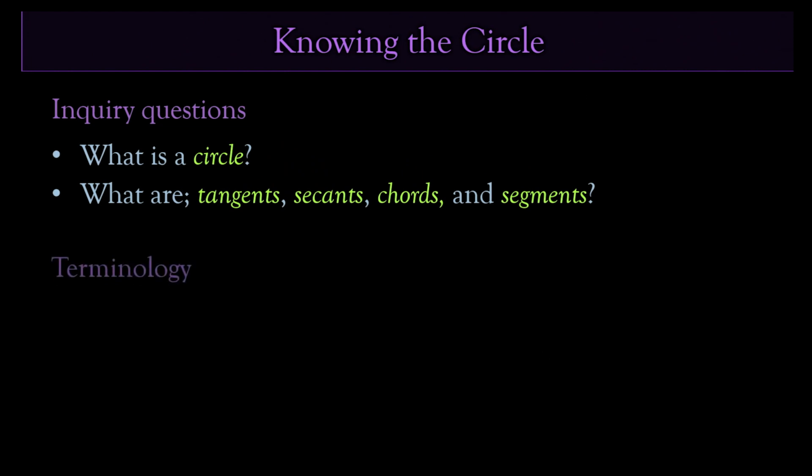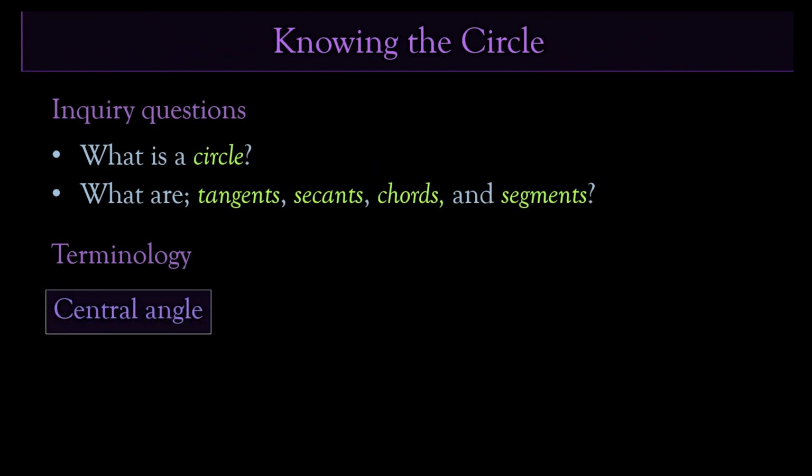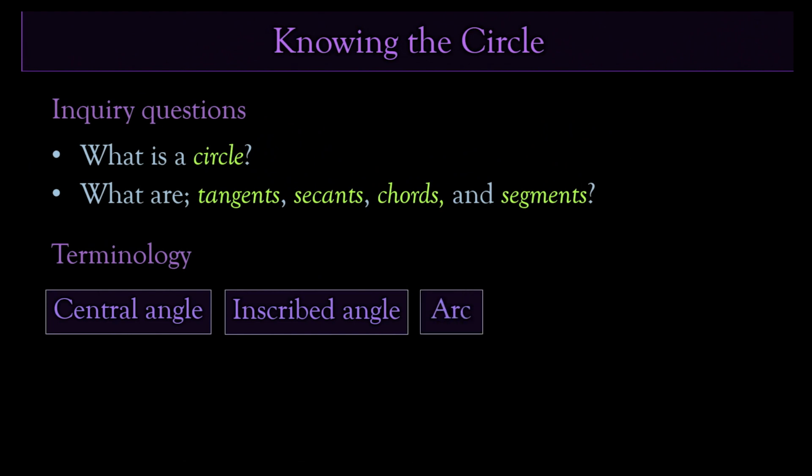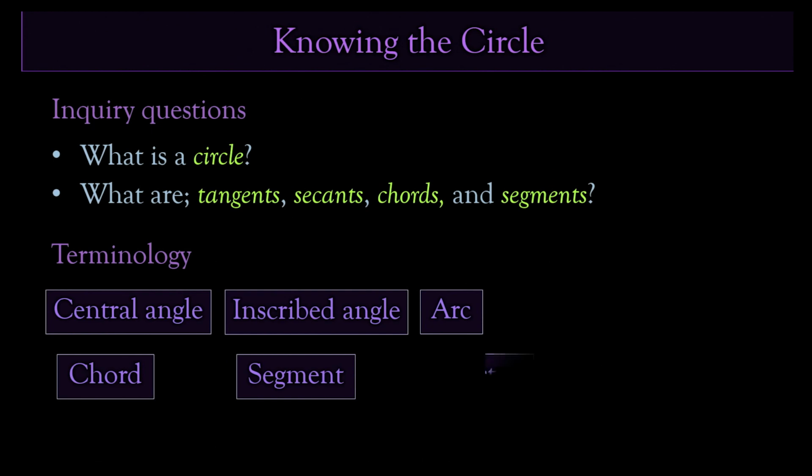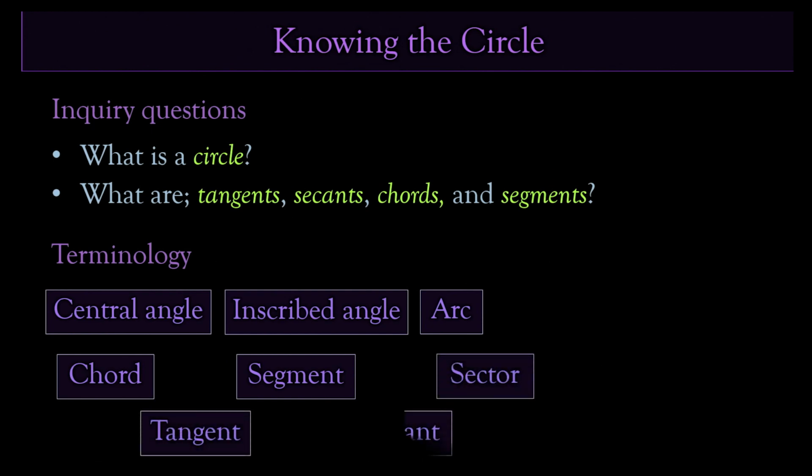All right. And in doing so, some of the terminologies we will define and use are terminologies like the central angle, okay, the inscribed angle of a circle. What do we mean by an arc? What do we mean by a chord? What do we mean by a segment? And what do we mean by a sector? Additionally, what is a tangent to a circle and what is a secant?